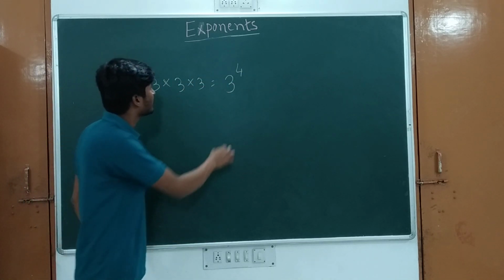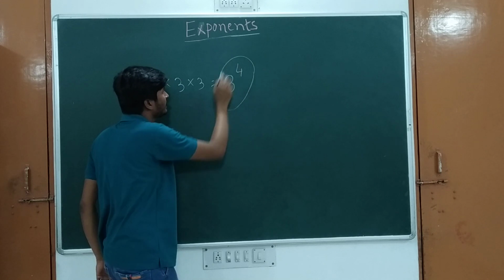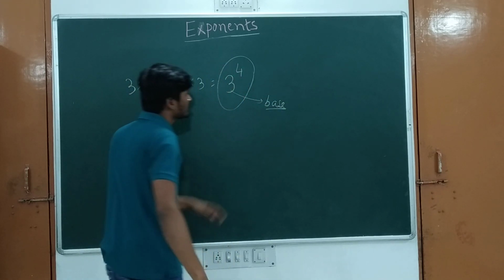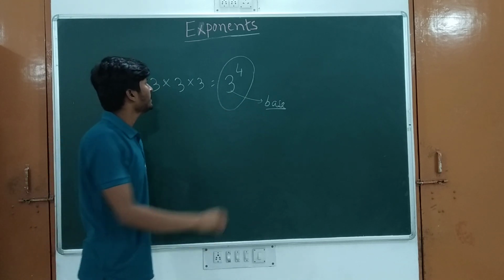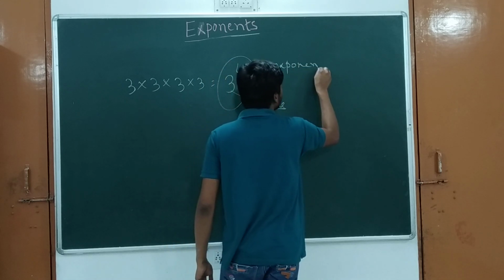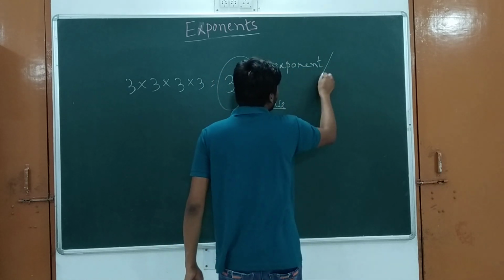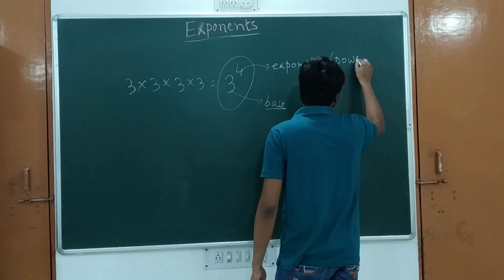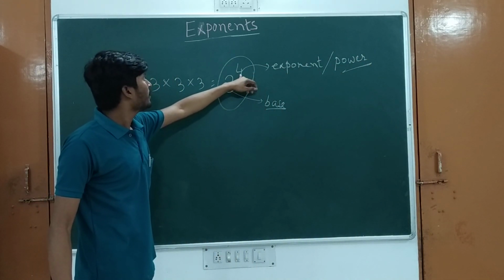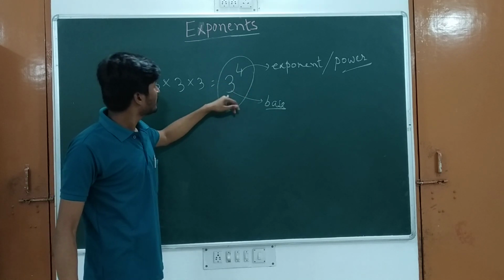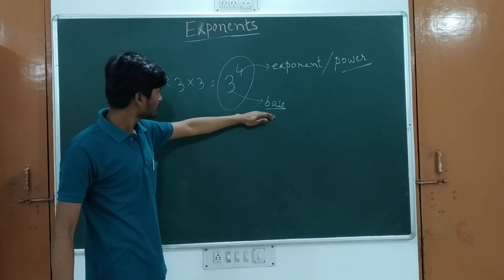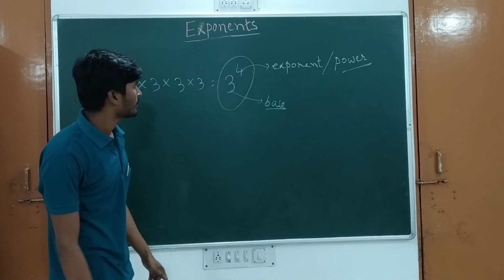This is called an exponent, the form of exponent of this number. This is called the base, that is, 3 is the base here, and this is called the exponent or power. So how will we read this one? 3 to the power 4. So that is the base, and this is the exponent or power.